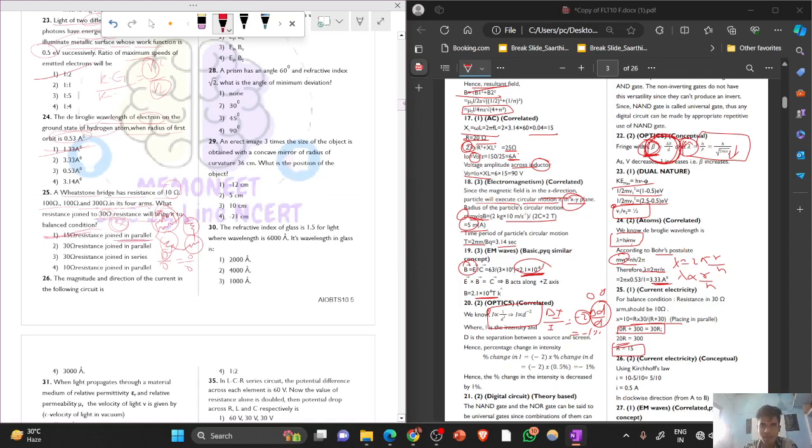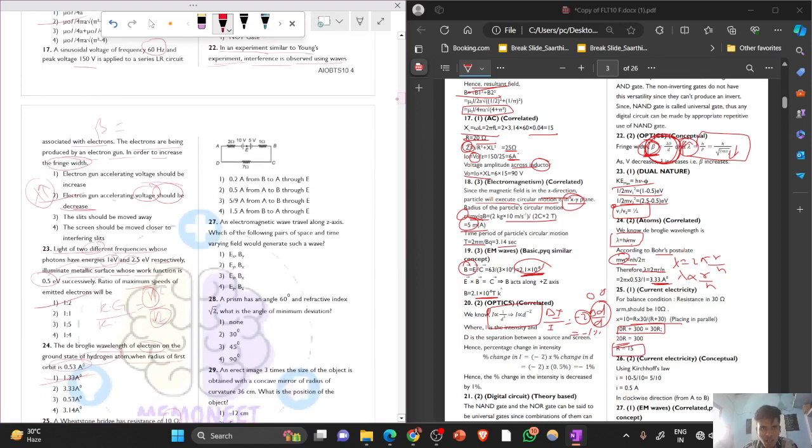Now moving ahead, the magnitude and the direction of current in the following circuit. It's two batteries, both are in opposite, so net will be your 5 volts, in this direction. So you can calculate the current easily. Current will be this, and it will be in the direction from A to B. You can see here. So the correct option will be 0.5 from A to B. Second option is the correct answer.